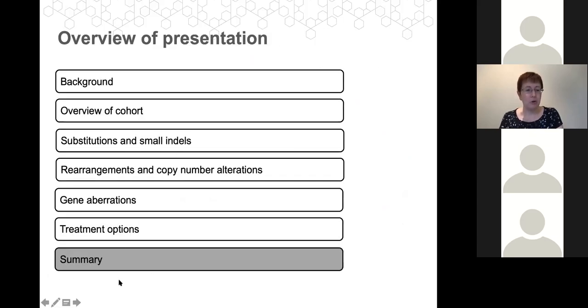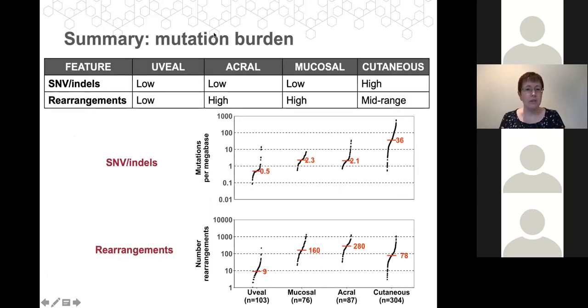So just to summarize the overall results of this study, if we look at mutation burden, we see differences between the various subtypes. So uveals have extremely low point mutation and rearrangement burdens, whereas cutaneous has a very high mutation burden, but only a somewhat mid-range of rearrangements. The acrals and mucosals have low mutation burden, but a high number of rearrangements.